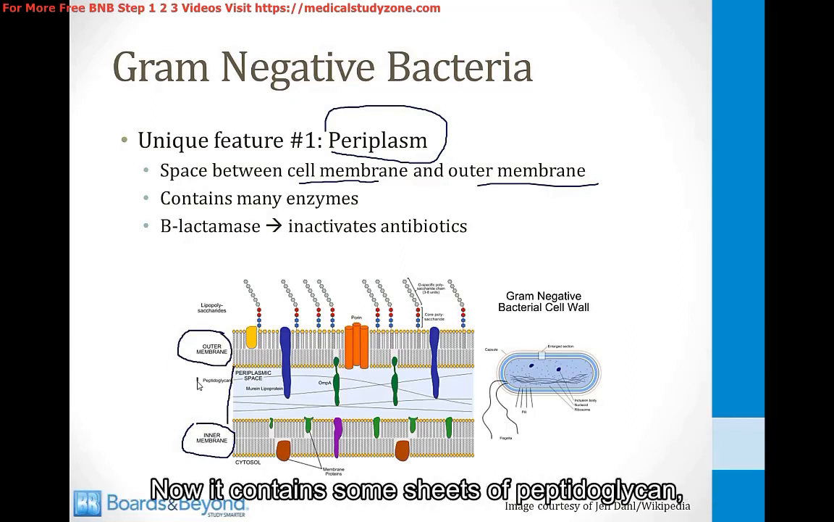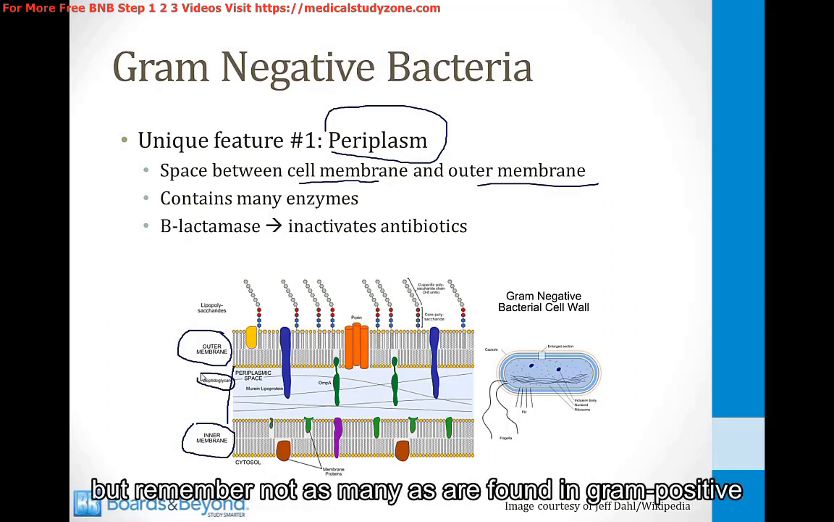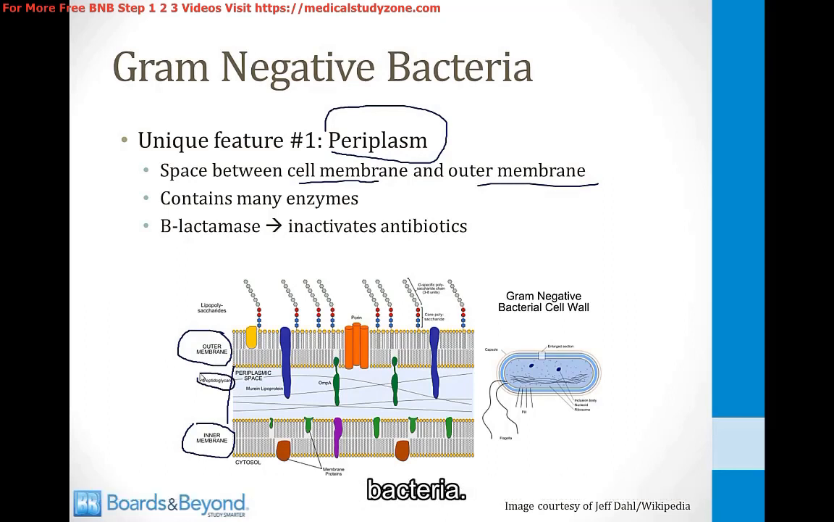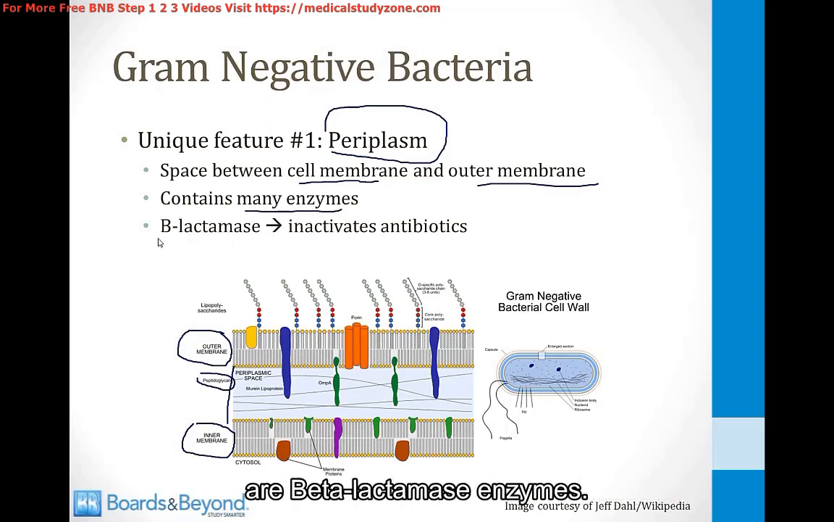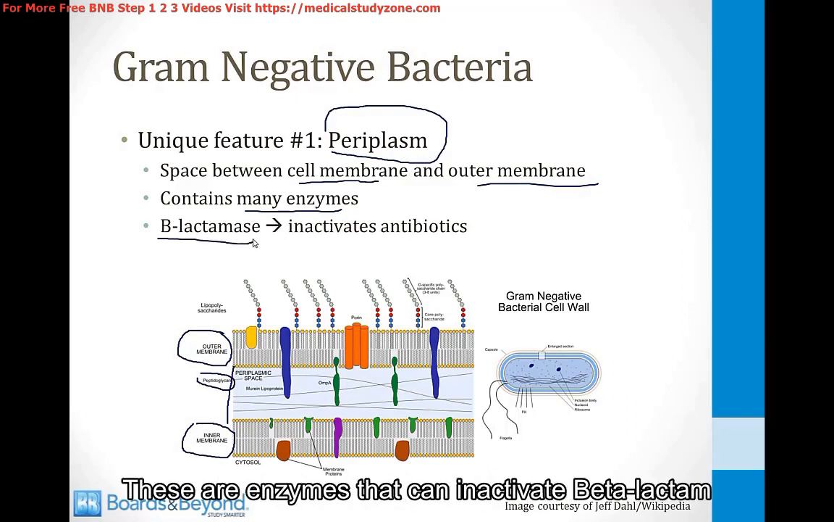Now, it contains some sheets of peptidoglycan, but remember, not as many as are found in gram-positive bacteria. And then it also contains many enzymes, and one of the most important types of enzymes that are found in the periplasmic space are beta-lactamase enzymes. These are enzymes that can inactivate beta-lactam antibiotics.